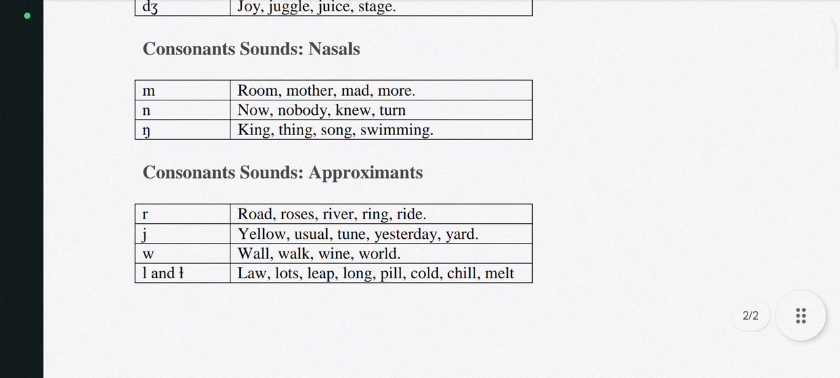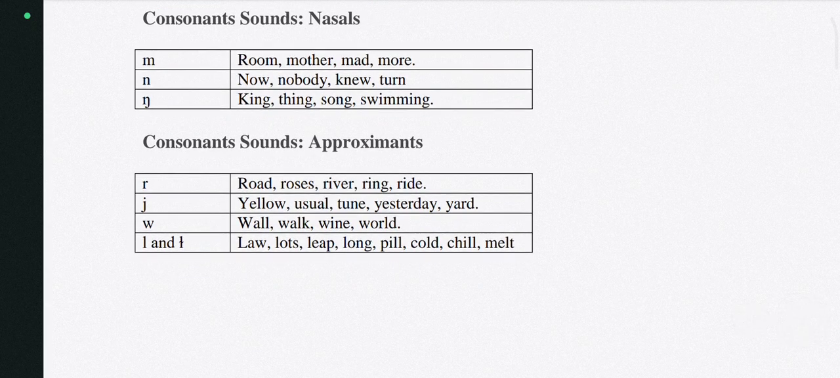Then we have nasals. Nasals are m, n and ng. Okay, so m as in room, mother, mad, more. So how are we pronouncing that? That is n as in now, nobody, new, turn. Then third one is ng sound. Okay, king, sing, thing, song, swimming. Okay, all these words end with ng sound.